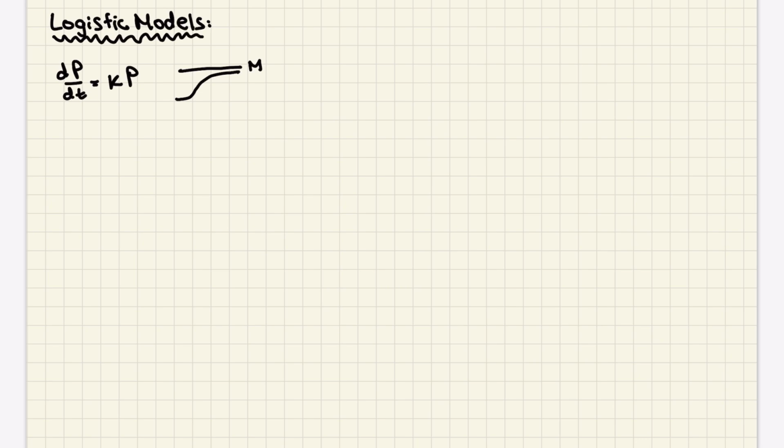And so the logistic model we'll be looking at takes this carrying capacity into account. Simply put, it's dP over dt equals kP, just like the exponential model, but we also have to add this term 1 minus P over M. Sometimes you write it as M minus P. It's very similar. I'm just going to use this because this is what most textbooks and most classes use.